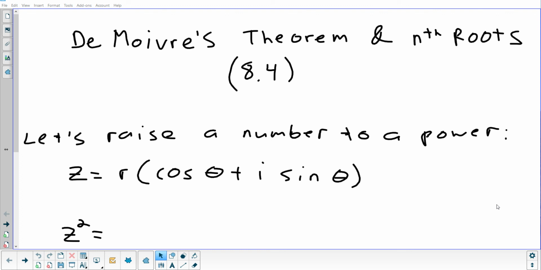Okay, so we're going to finish up with 8.4, which is going to do a little bit more with writing complex numbers in trig form. So we've already looked at how to multiply, how to divide. What we're going to look at now is how to raise to a power and how to take a root.